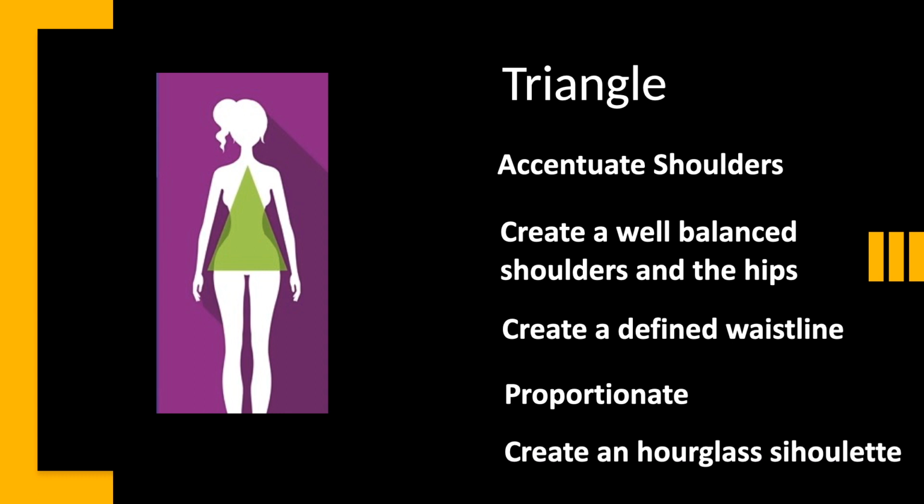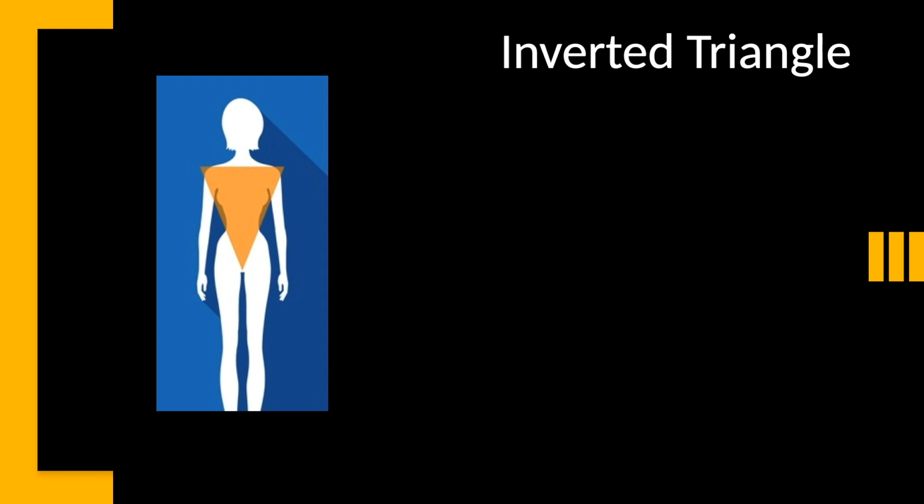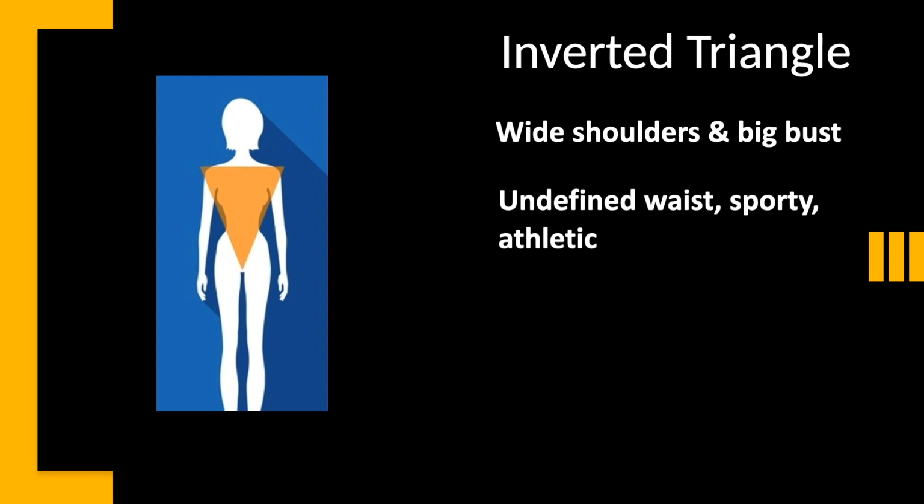The third body shape would be the inverted triangle. For inverted triangle, you have wide shoulders. Your shoulders are definitely wider than the hip. You have a big bust, an undefined waist, and your body looks very sporty and elastic. Also, to dress this body type, you need asymmetrical style.